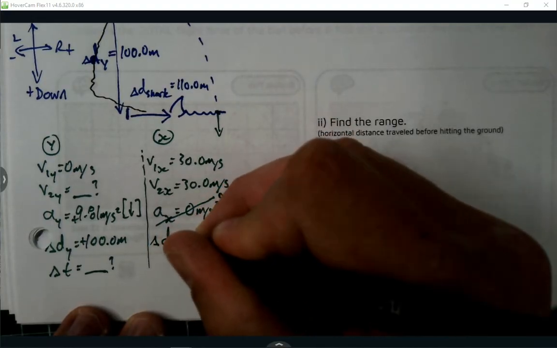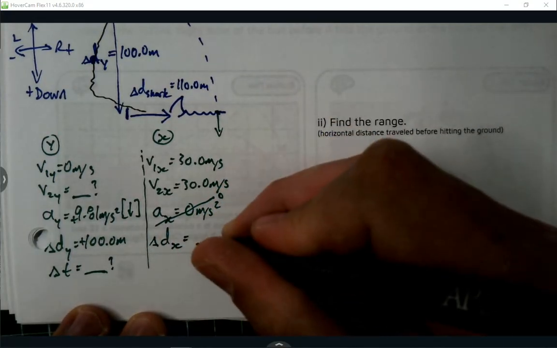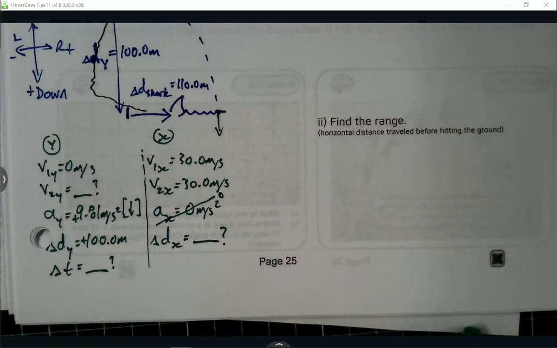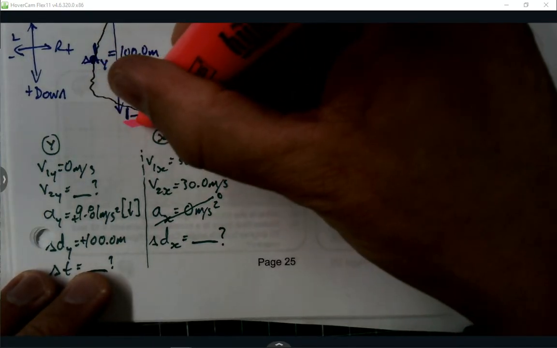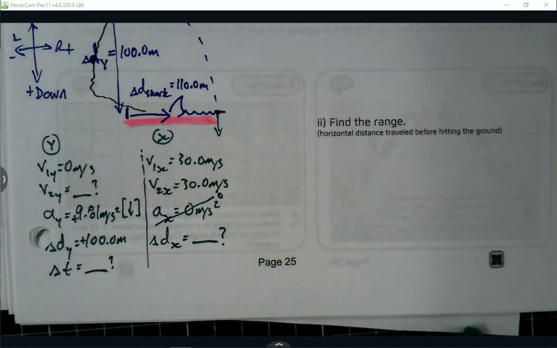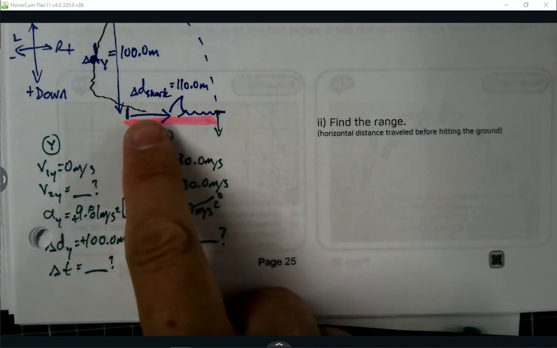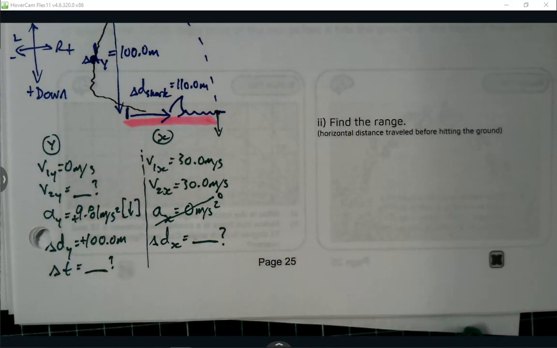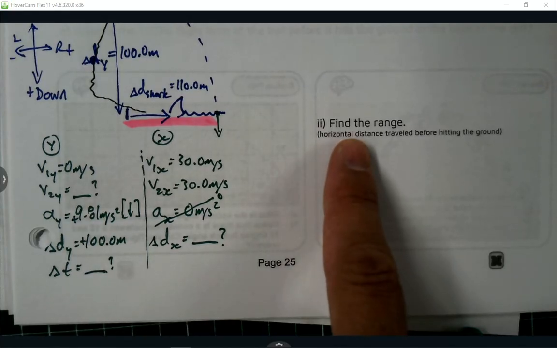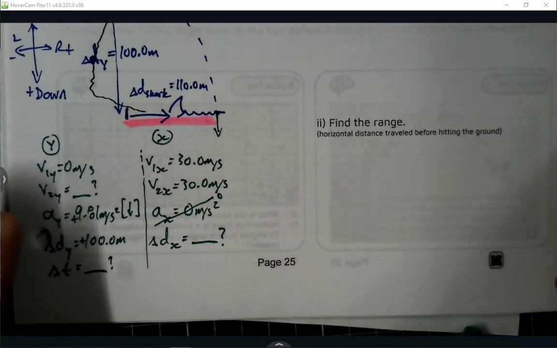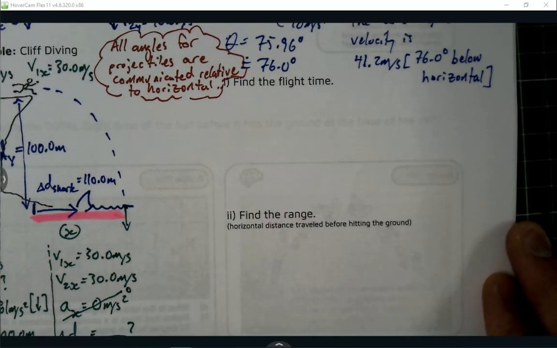Delta d in the x direction, I don't know. Just a reminder, delta d in the x direction is how far in this direction the jumper jumps, not the shark, so I can't just sub in the 110. There's going to be people that are tempted to put in the 110 because you see an x thing, so I'll put it in there. No. I want to know if I jump the shark. So I'm going to figure that delta d x out perhaps later because that's a part of a later question. And so I want to go back up here. The question now is find the flight time.